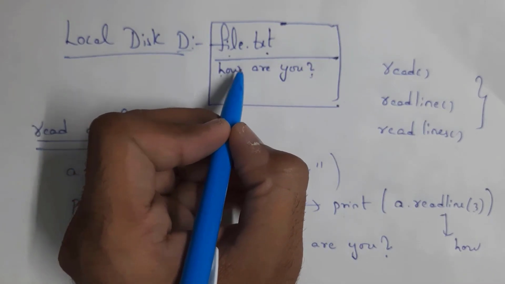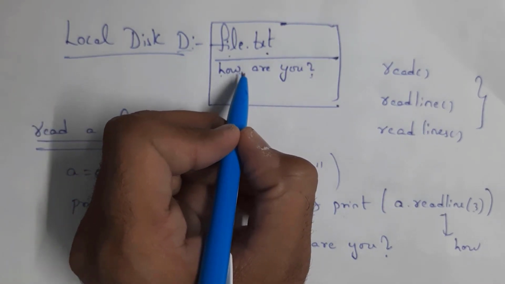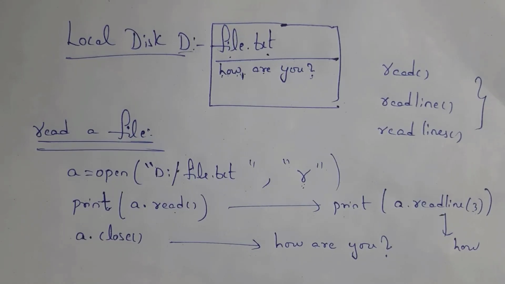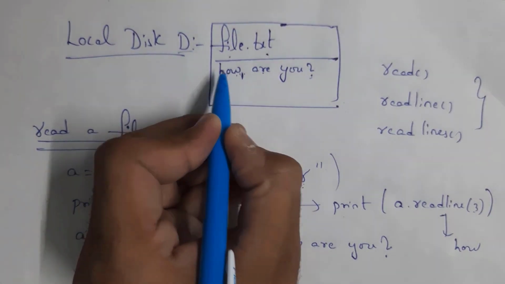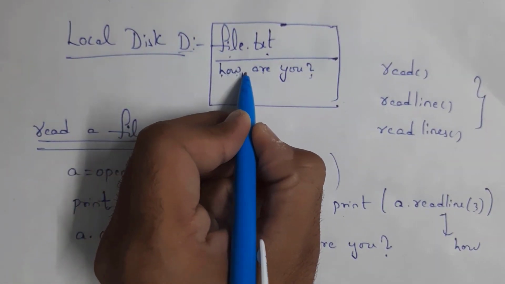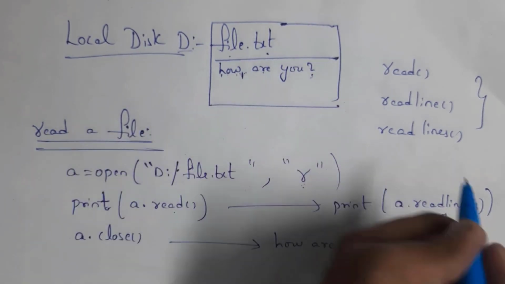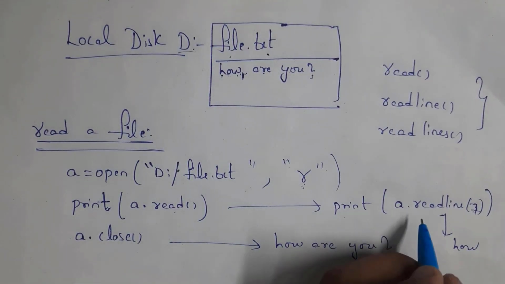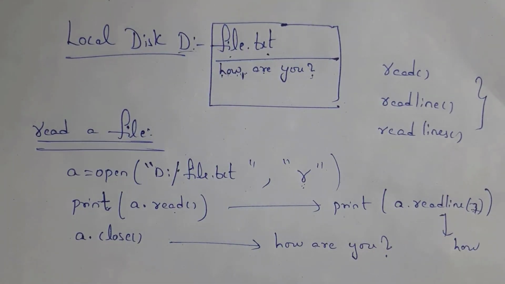Guys, in this text file, even space is also considered as single character. For example, I want to print how are. So h 1 character, 2, 3 and space 4 characters, 5, 6, 7. So whenever you write print a.readline of 7, you will get output how space are.